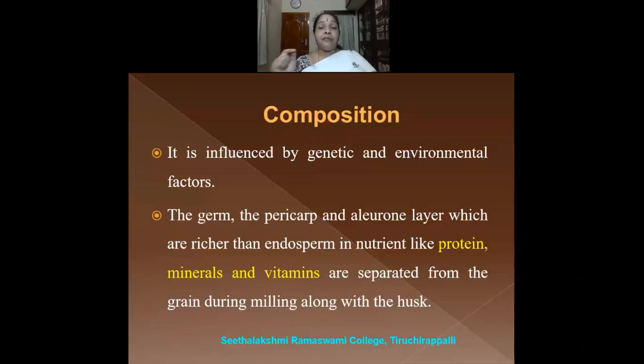But unfortunately, they contain nutrients like the protein, minerals, and vitamins, which will also be removed during the milling process along with the husk. The outer portion of the rice is called as the husk, which is removed as thavidu.